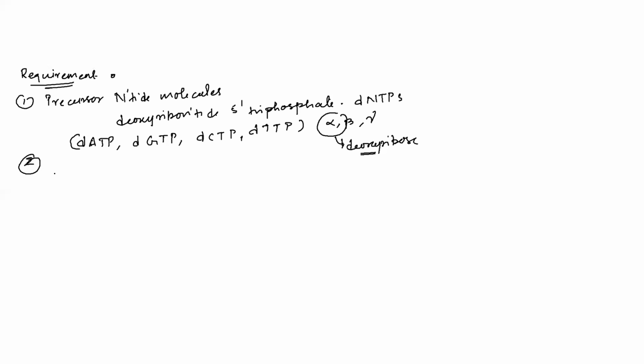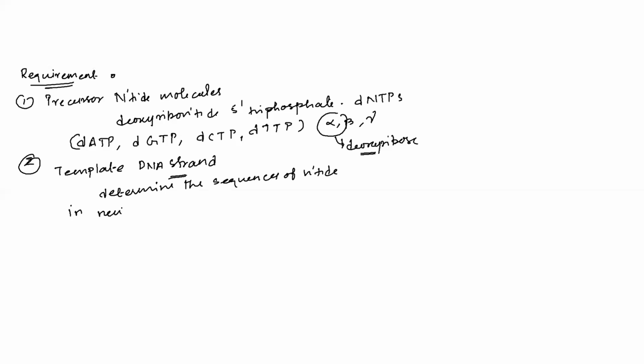So talking about the second one, very obvious, you need a template DNA strand. A single strand of DNA is needed, which determines the sequence, right? It is going to determine the sequence of nucleotides in the new strand during polymerization. So it is very important.